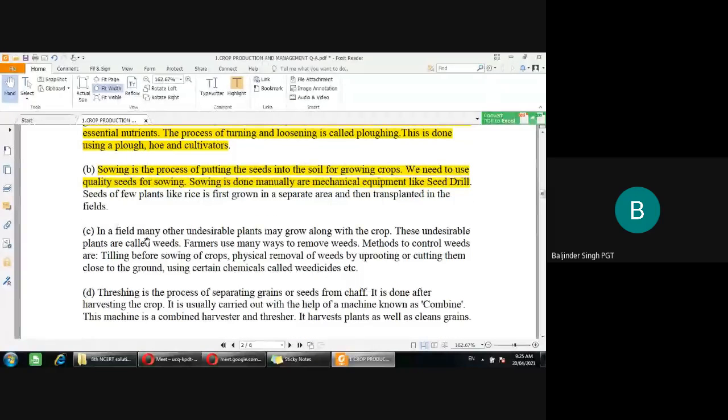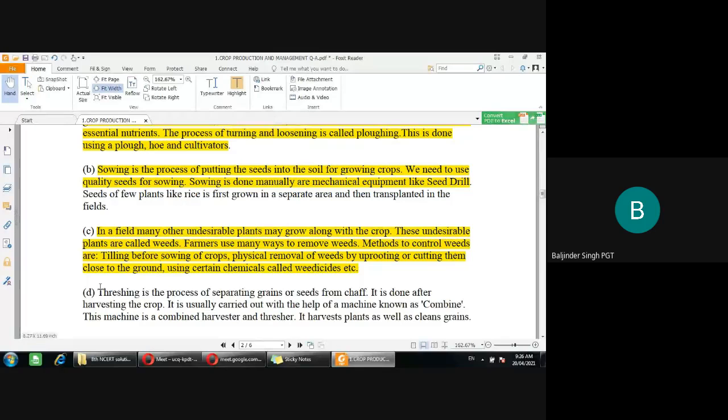Now come to the third, weeding. These undesirable plants are called weeds, and farmers use many ways to remove weeds. Methods to control weeds are tilling, physical removal, uprooting, and cutting them. We can also use chemicals. So write this completely, okay? This all can be written.